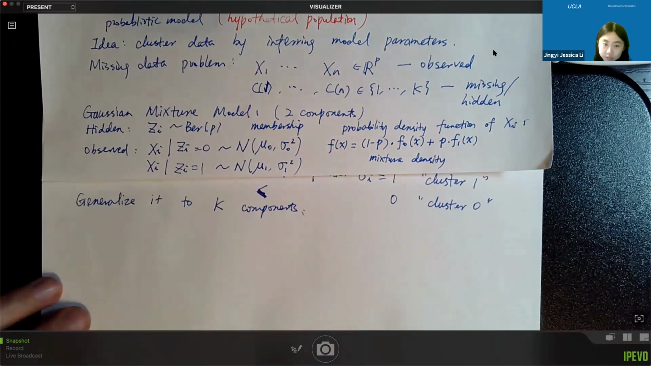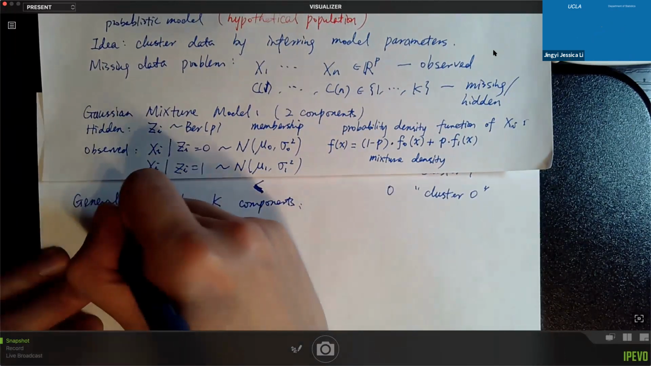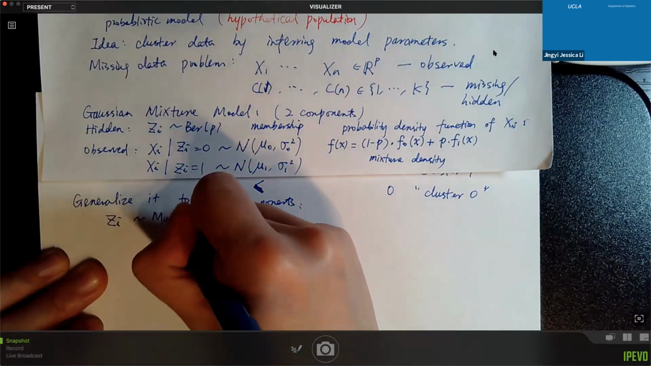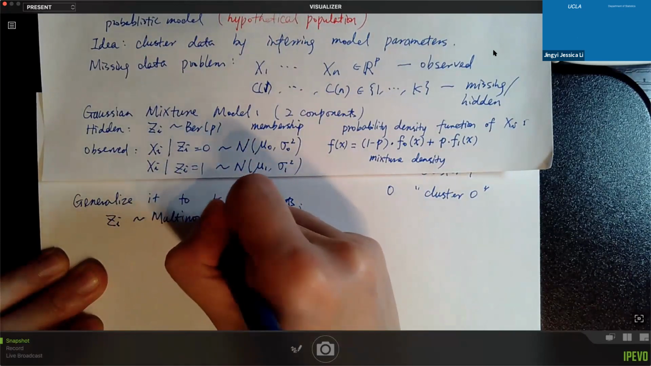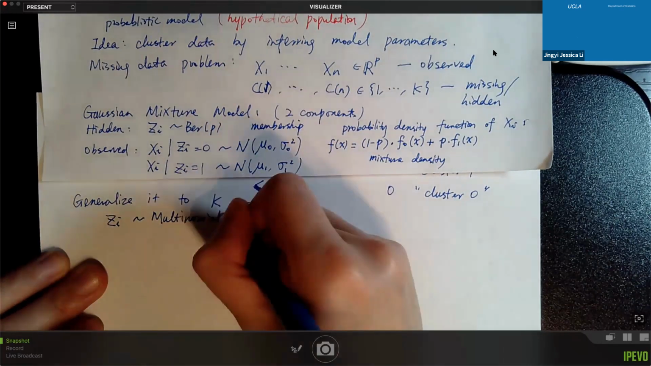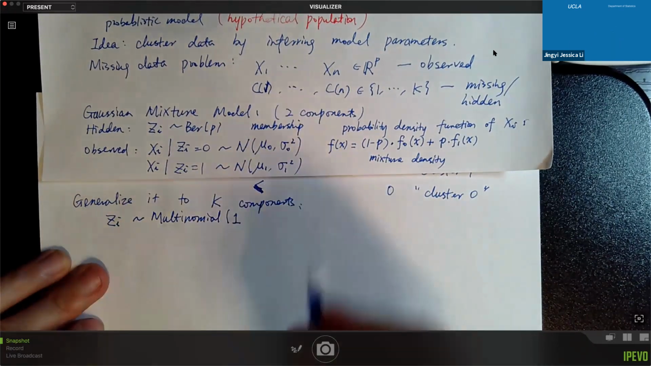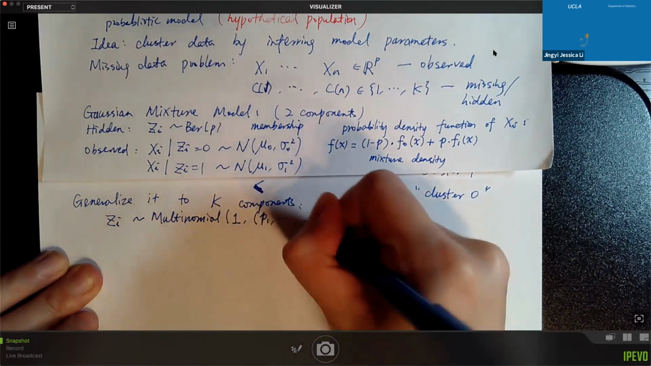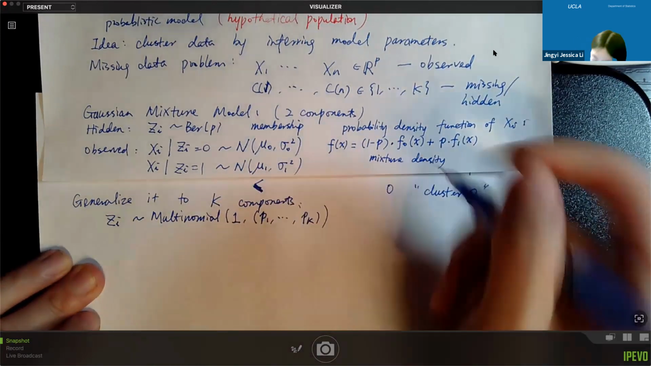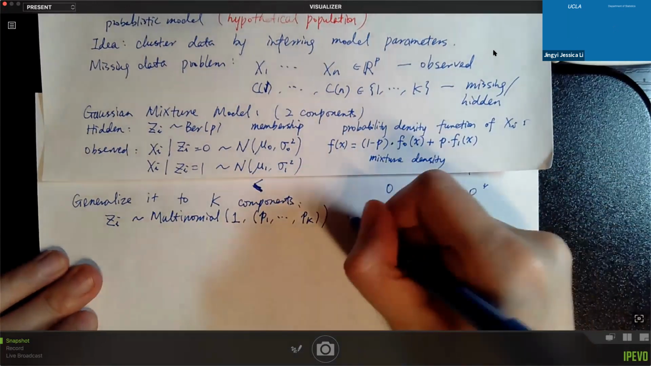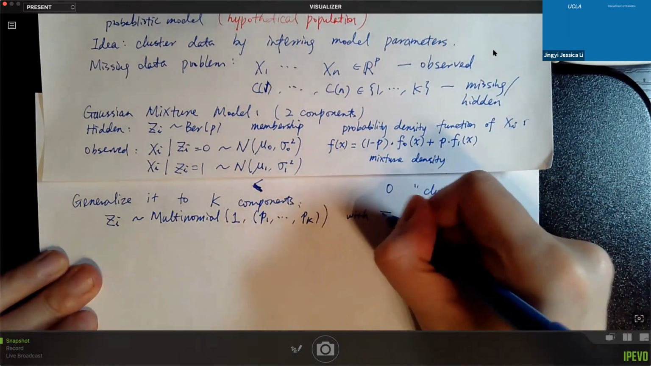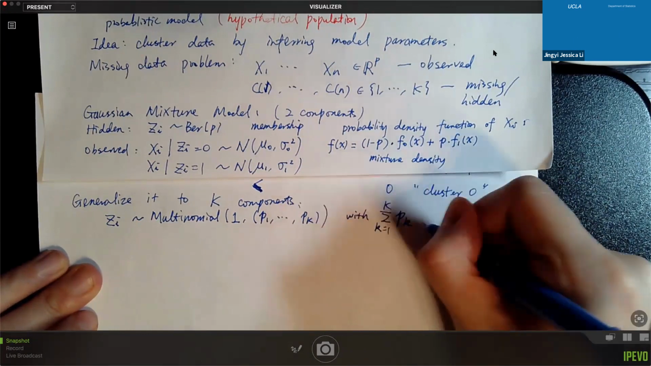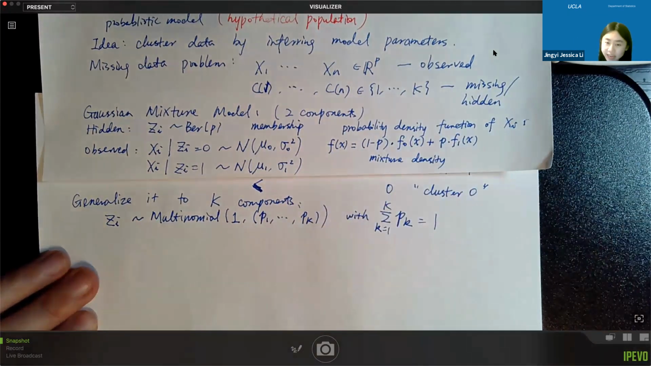Okay, if I do that, then I would have Zi follow a multinomial with just one observation to be drawn. And the probability vector, I call it P1 to Pk. And the constraint I need is that the summation of those Pk, k from 1 to K, must be equal to 1. That's the hidden part.